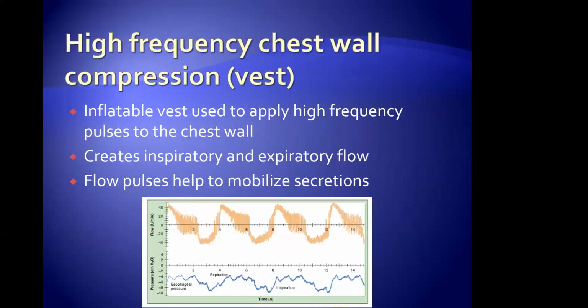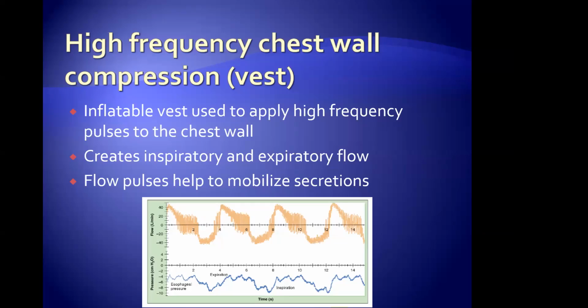Here's what it looks like graphically. Here's what it looks like on a waveform. High frequency chest wall oscillation, that's the vest. Again, inflatable vests are used to apply high frequency pulses to the chest wall, huge. It creates inspiratory flow, breath in, breath out. Flow pulses help to mobilize secretions. That's awesome.